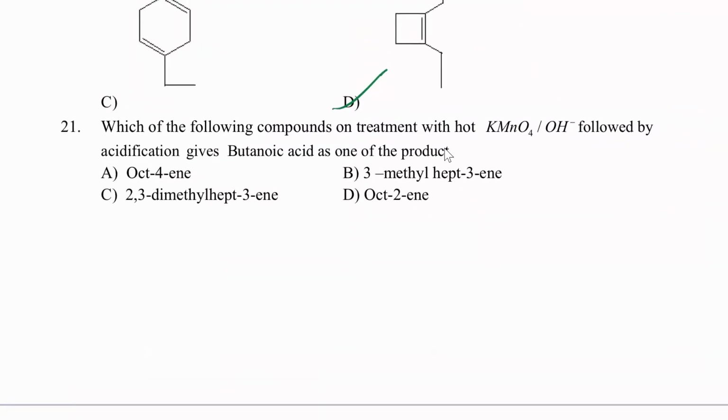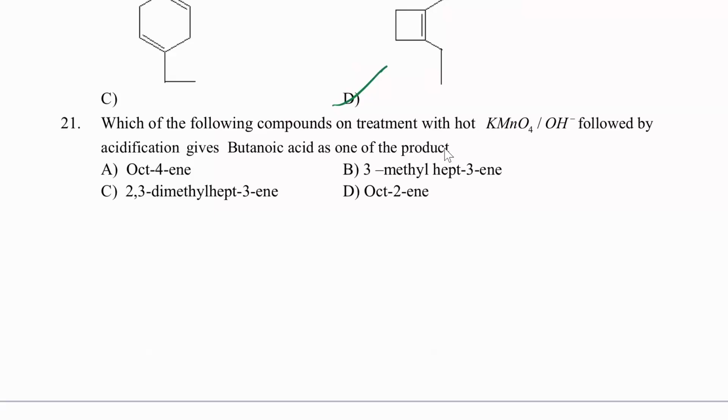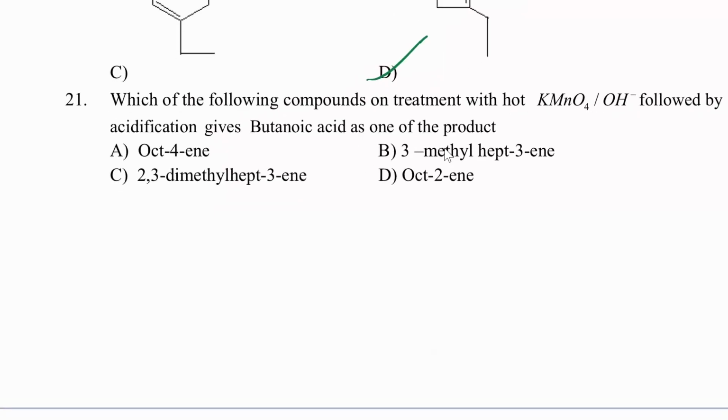Next, which of the following compounds on treatment with hot KMnO4 followed by acidification gives butanoic acid as one of the products? Chalo, we can see oct-4-ene. 1, 2, 3, 4, 5, 6, 7, 8. So 1, 2, 3, 4 here. So if you break the bond here, so what is the ring size now? 1, 2, 3, 4. 1, 2, 3, 4. So what are we getting? 2 moles of butanoic acid. Right? So A is correct.